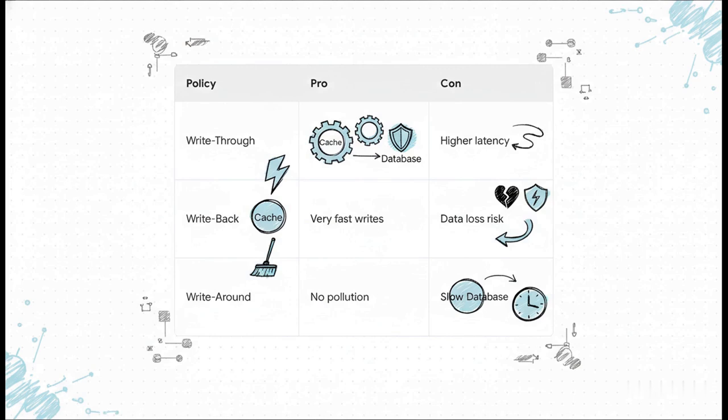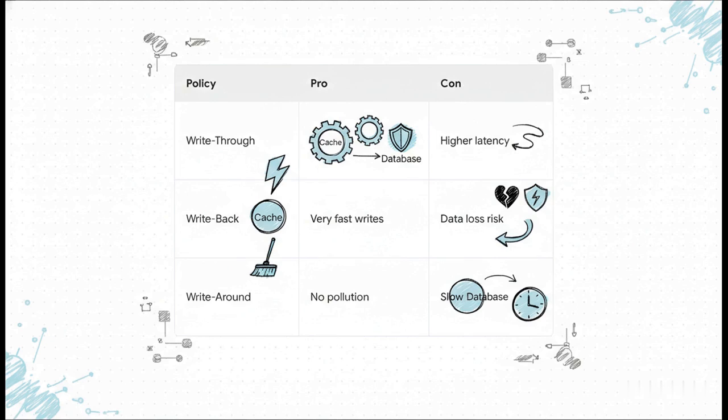With a write-through policy, every time you write something, it goes to the cache and the database at the same time. It's super safe and consistent, but a bit slower. Then you've got the speed daemon, write back. This just writes to the fast cache and immediately tells you all done, updating the slow database later on. It's incredibly fast, but it's risky. If that cache server crashes before it saves to the database, you could lose data.